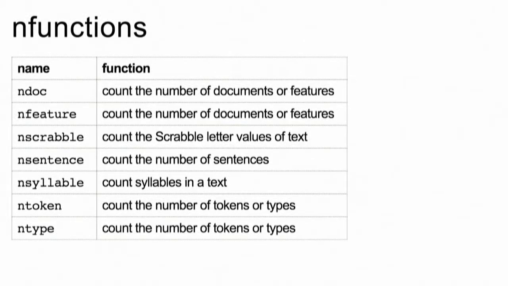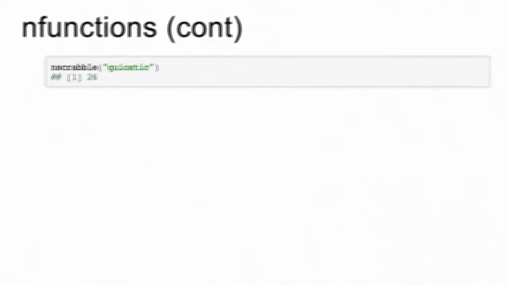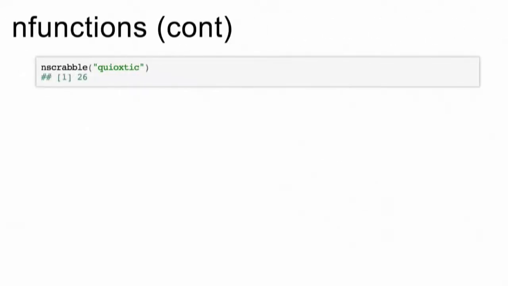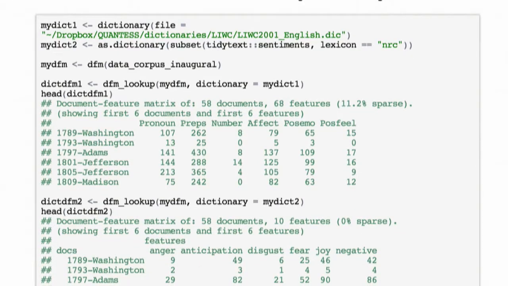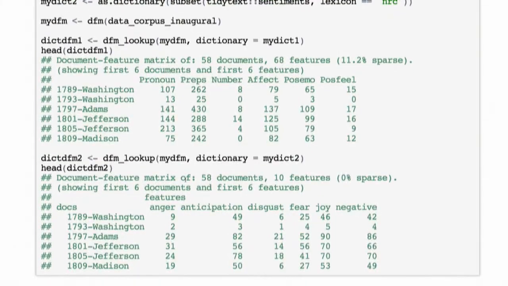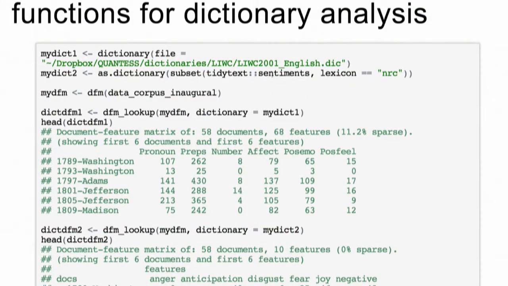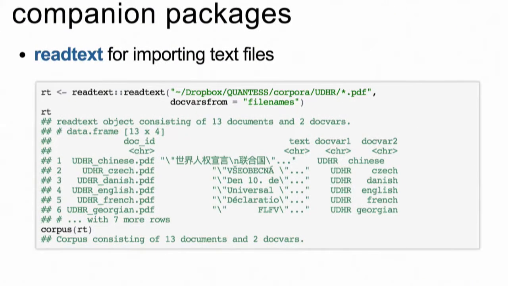There are other functions to do a number of things, like here's the number of letters and the Scrabble value of the letters in the word chaotic. I'm not sure why that's useful. There are great functions for dictionary analysis that I don't have time to show you, but one of the things, Julia, take note here, is that if you take the tidytext sentiment, we created an as.dictionary method to create our version, which is a named list for a dictionary.